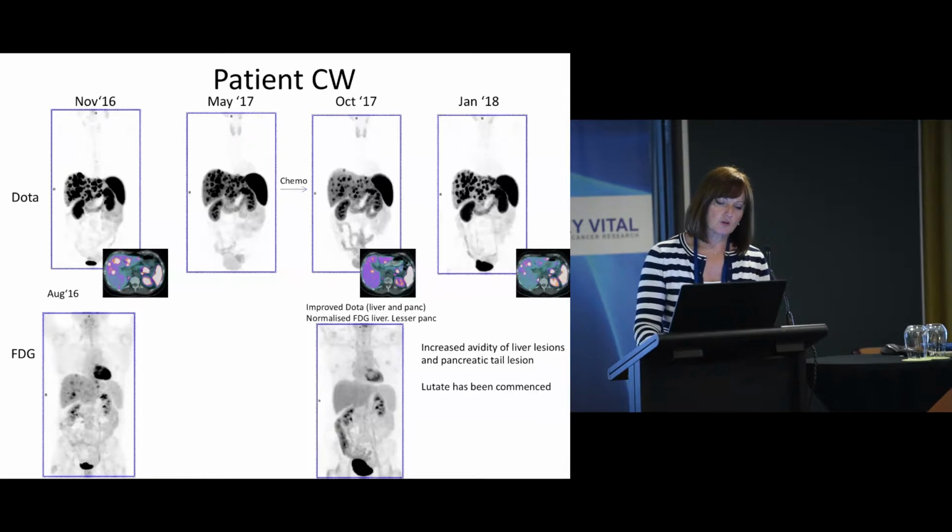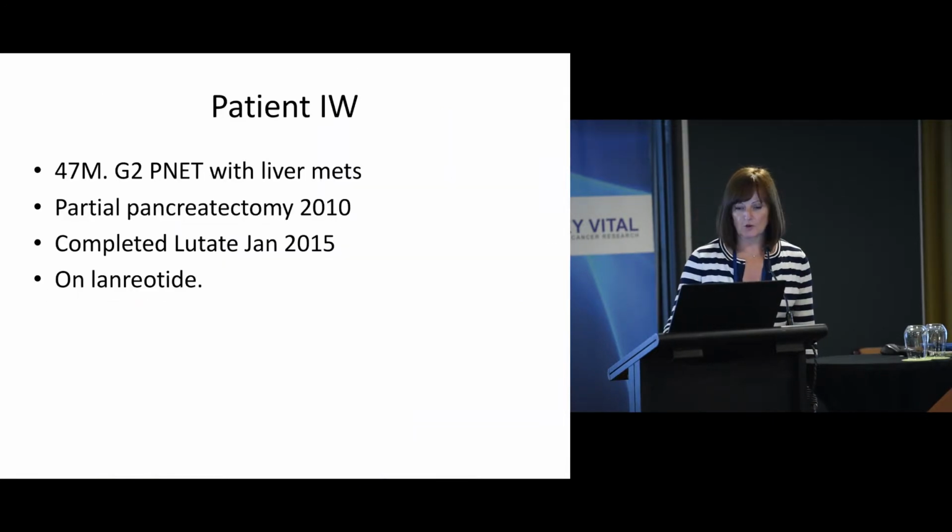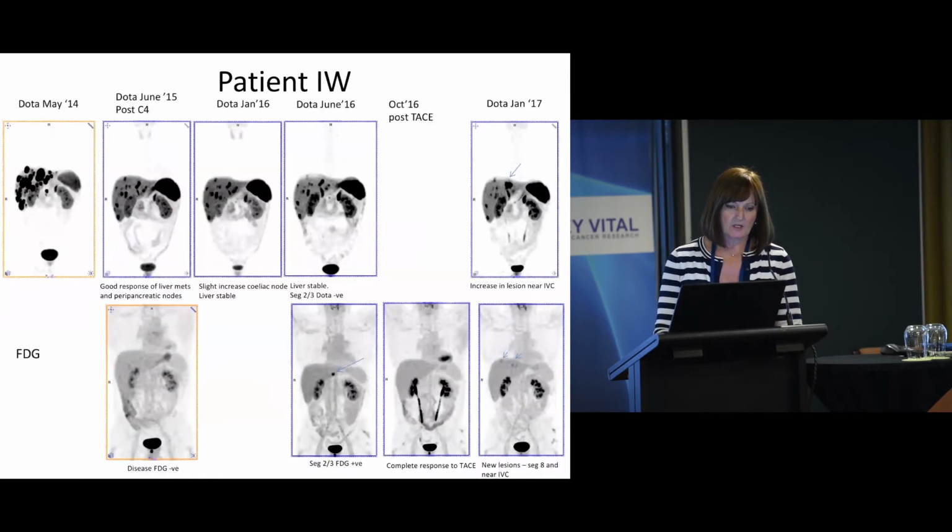This next patient, grade 2, pancreatic neuroendocrine tumour with liver metastases. Bit of a busy slide, I'm sorry for that, but bear with me. This patient back in 2014 had liver disease looking like this, some peripancreatic nodes after resection. After completing 4 cycles of lutate, you can see good regression of the liver metastases.